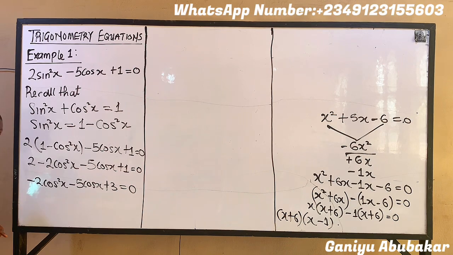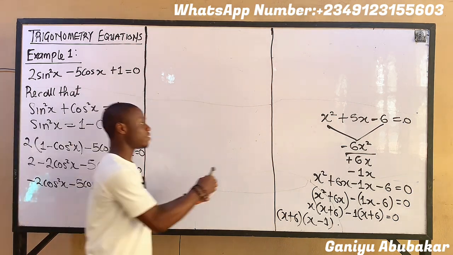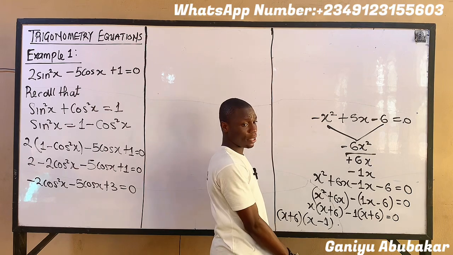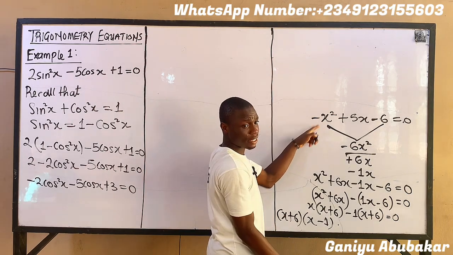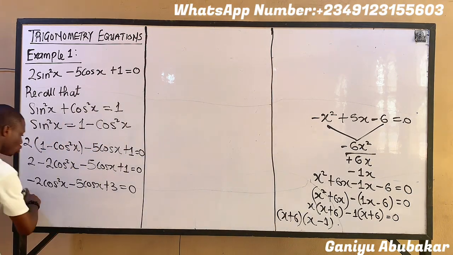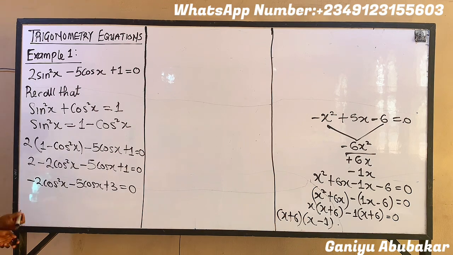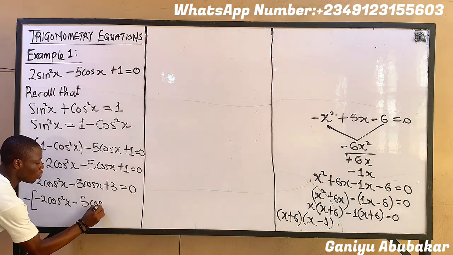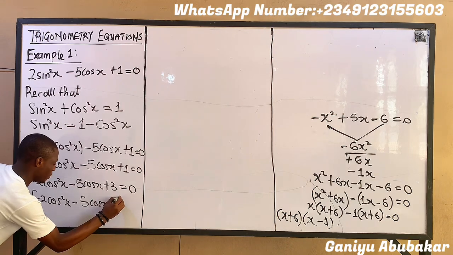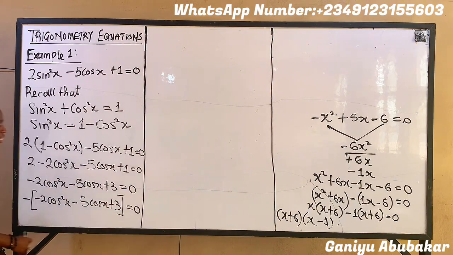But in mathematics, it's not proper for your expression that has the highest power to be negative. So if I'm having a negative sign like this now, I can't solve it in this way. I'll make this a positive sign. How? I'll multiply through here by minus. So I'll bring out a minus into, repeat this thing here, minus 2 cos squared x minus 5 cos x plus 3, being equal to 0.